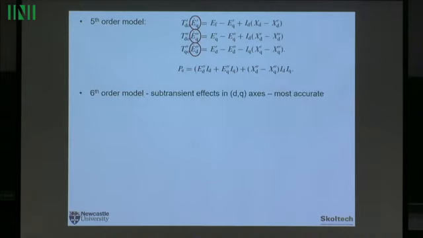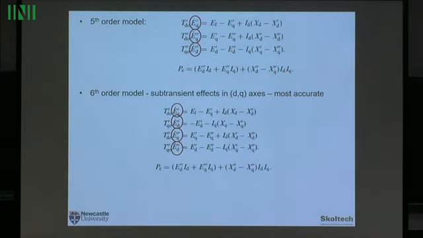And the most accurate model is the sixth order model, when you are talking about both the transient and subtransient electromotive forces. So this is the most accurate model. And again, the power E, which goes into equations, will be a little bit more complicated.